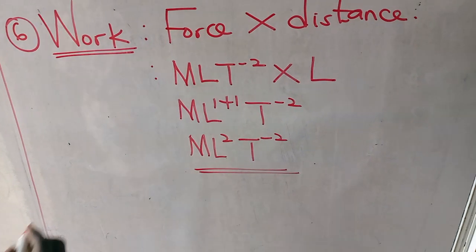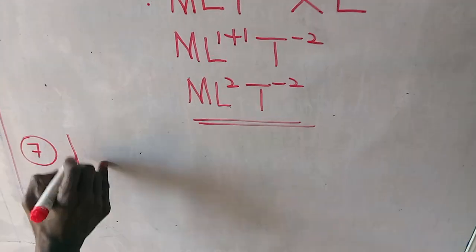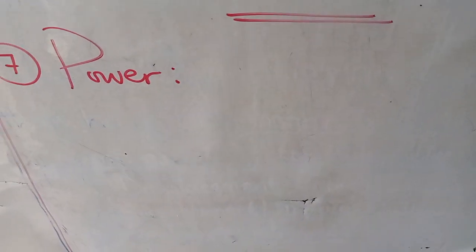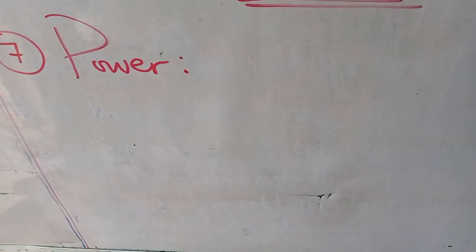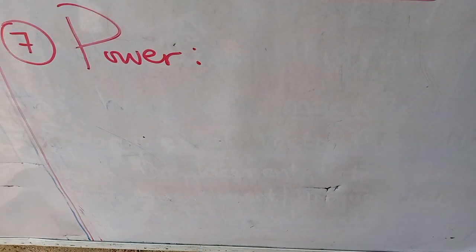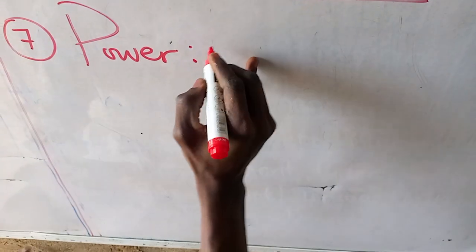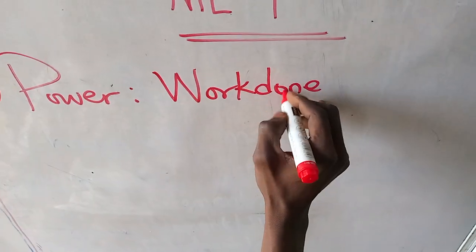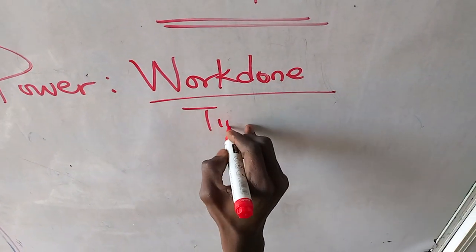Next one, power. What is power? Power is the time rate of doing work. It is work done per unit time. Power is work done over time taken.